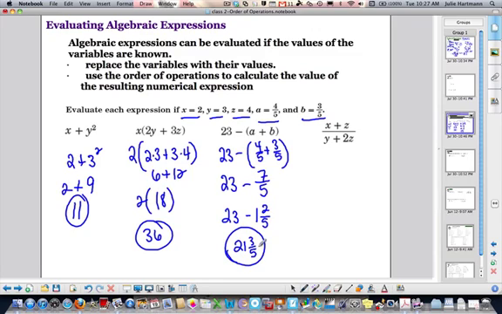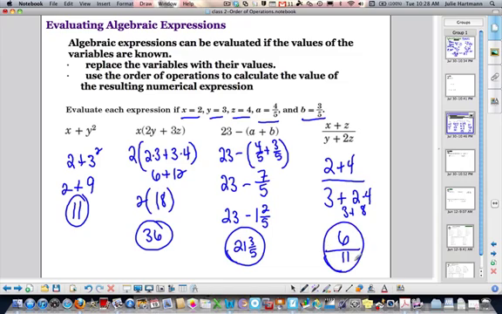All right. And next, x plus z, so 2 plus 4 on the top, on the bottom y, which is 3, plus 2z, which is 2 times 4. On the top, 2 plus 4 is 6. On the bottom, you have to do 2 times 4, which is 8, and then 3 plus 8 is 11. 6/11 is completely fine to leave as a fraction for your answers.